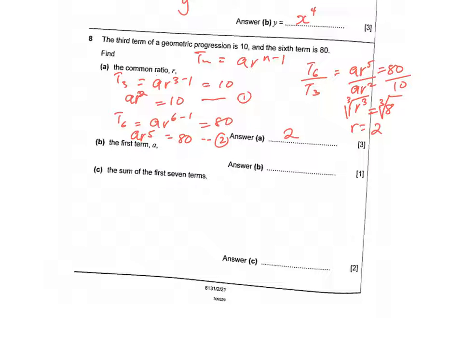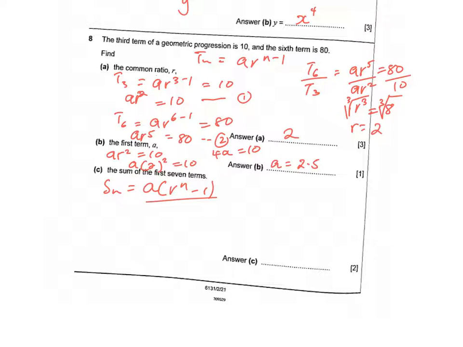Then for the first term, you can use the first equation, it's easier. Then you can say a, remember our a r square equals 10. Remember our r is 2, so you have a times 2 square equals 10. 2 square is 4, therefore you have 4a equals 10. Divide by 4, then you have that your first term is 2.5, or 5 over 2.